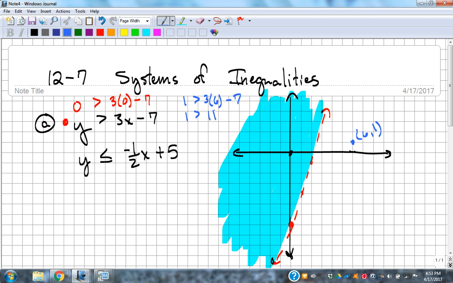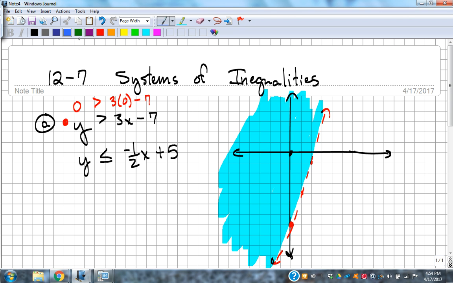So no matter where you pick your ordered pair at, if it's true, shade the place that ordered pair is on. If it's false, shade the other side.